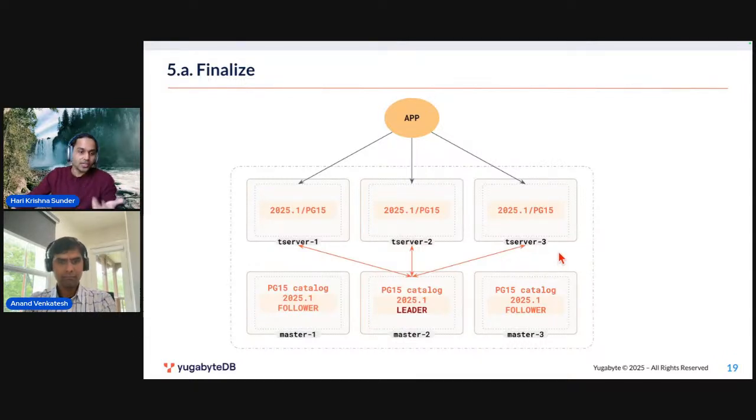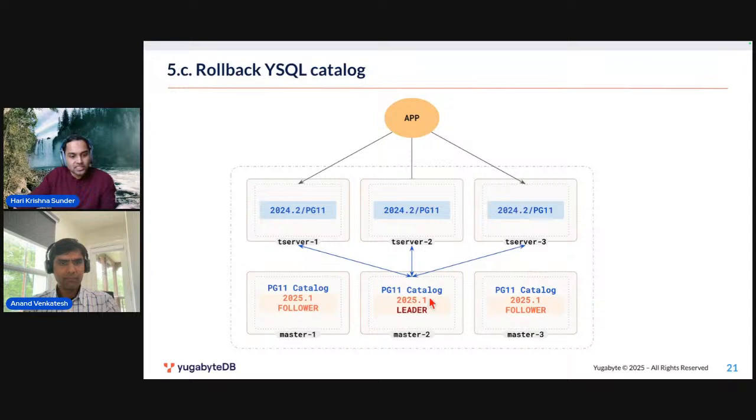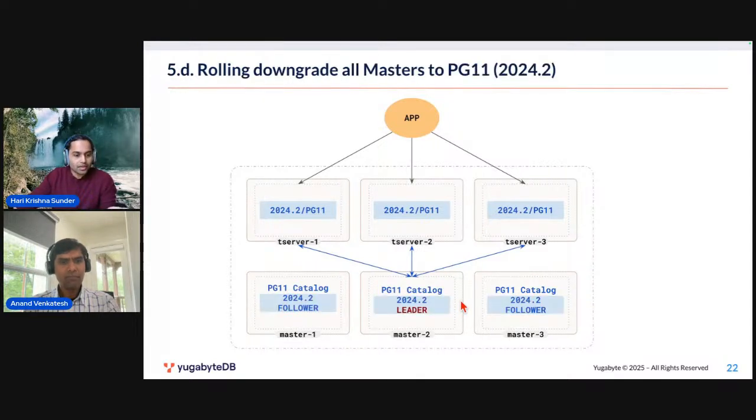But say you don't like it. Something's wrong, some default queries are off. For example, PG11 was rounding down floats to 3 digits. 15 doesn't do that. But if your app has a dependence on it, then okay, you can roll back. And rolling back is easy. Just do whatever we did backwards and put all the T servers back on PG11. And now you're back on PG11 behavior. If you want to fully roll back, delete the PG15 catalog and roll all the masters back to PG11. So it's just back where you started. And then you can try it all again, as many times as you want.